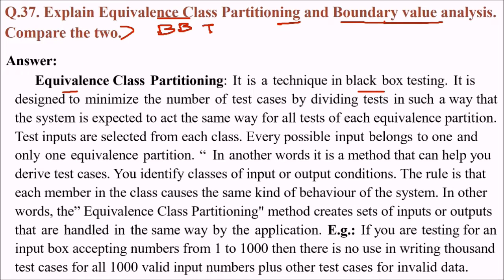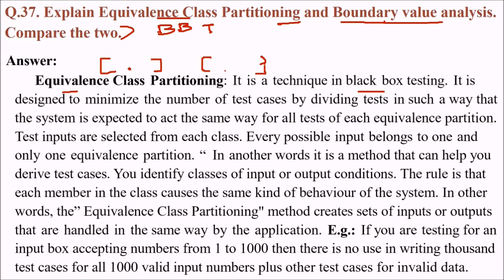Because the number of inputs can be very many. It can be many, not infinite, but there will be many. So what we do is minimize the number of test cases in such a way that the system is expected to act the same way for all tests of each equivalence partition. That means we make equivalence classes like this, and every possible test input is selected from each class like this.